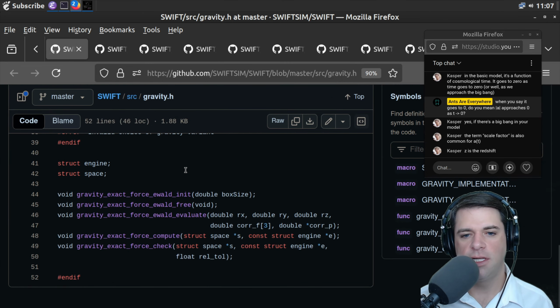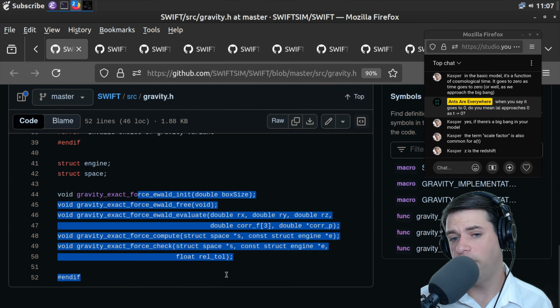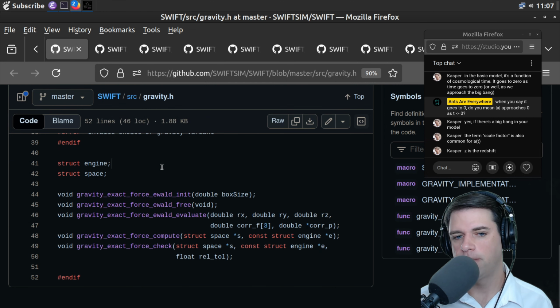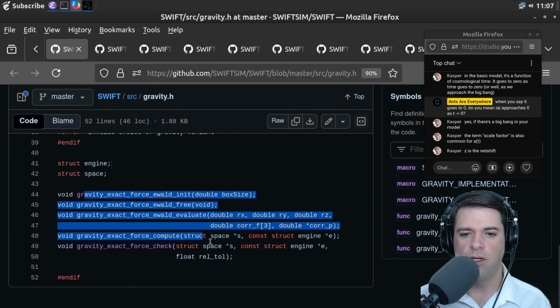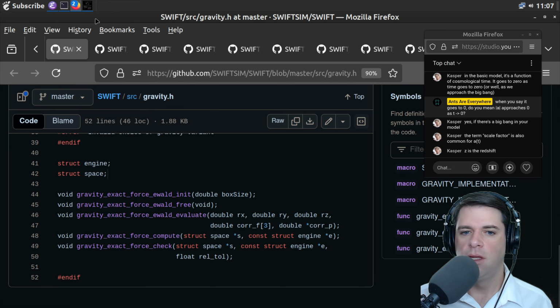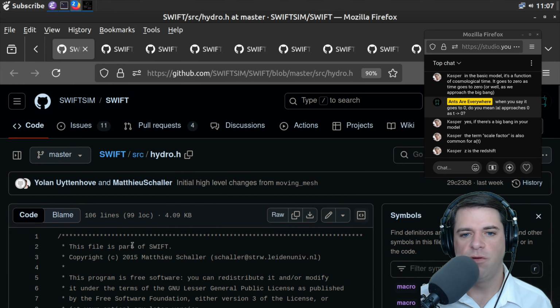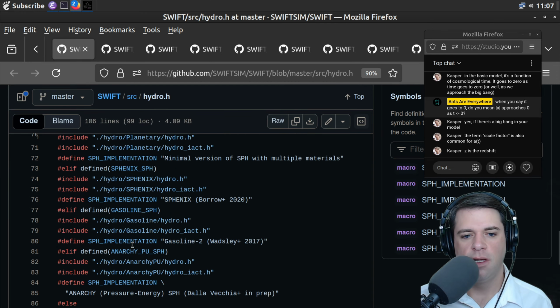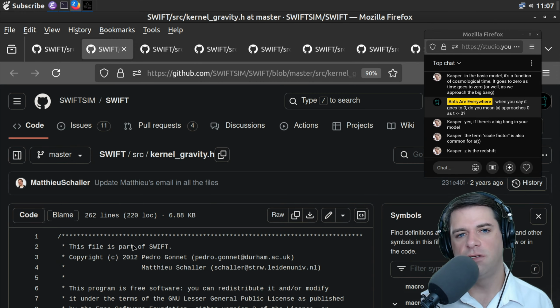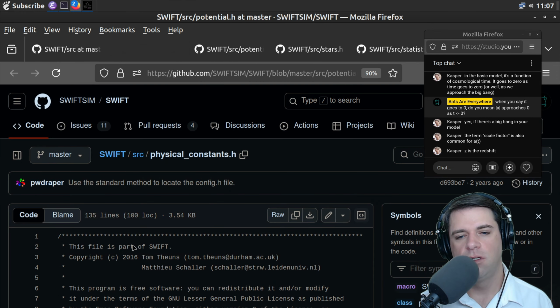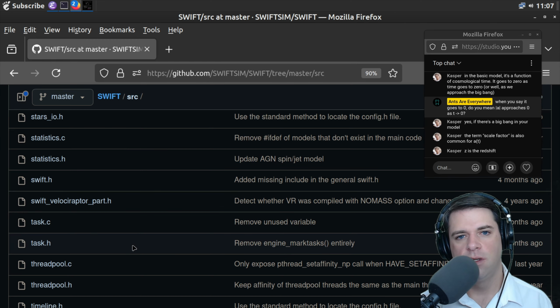Gravity, I'm going to guess, again, this is like a gravity struct, which it's not. We've got these functions like gravity exact force, ewald init, ewald evaluate. I'm not sure what that's about. We're going to move along from there. In fact, I think I'm going to move along from these headers in general and take a look at some of these folders. Now that we have a sense of what's in the headers.